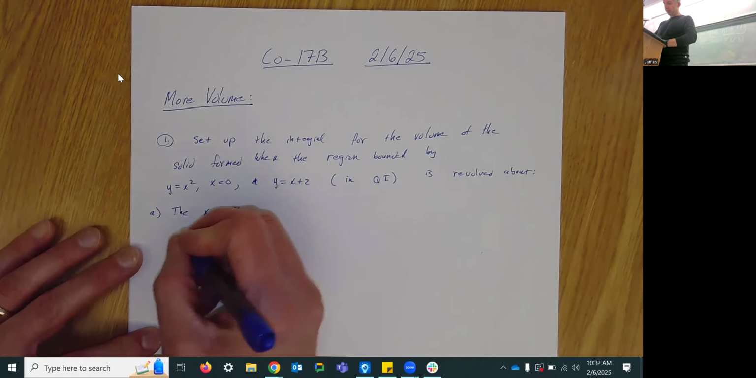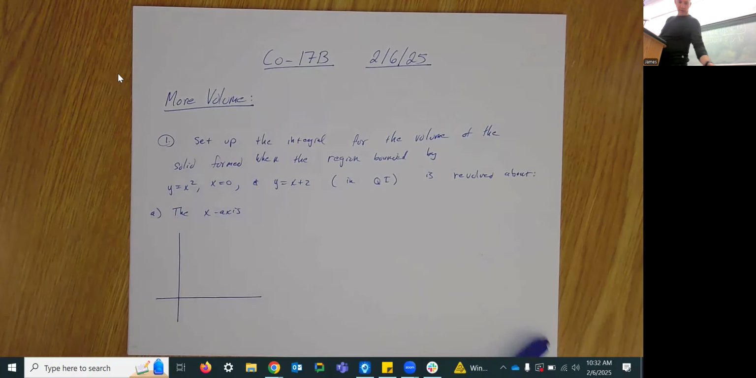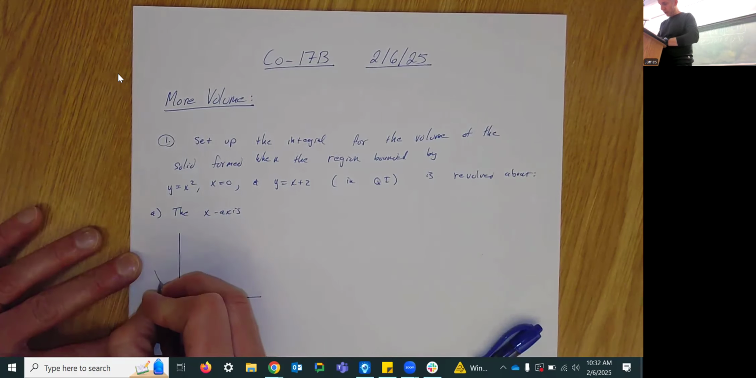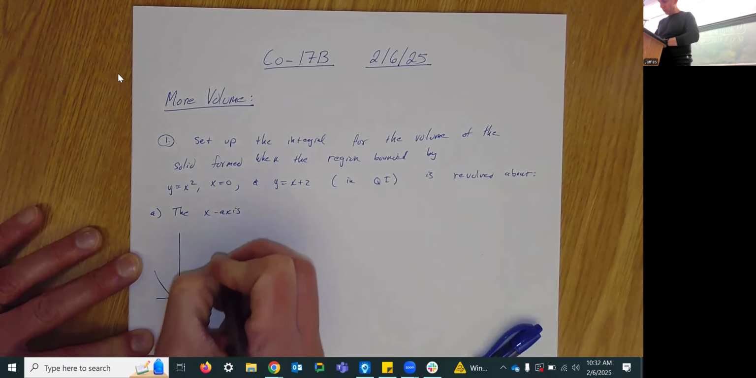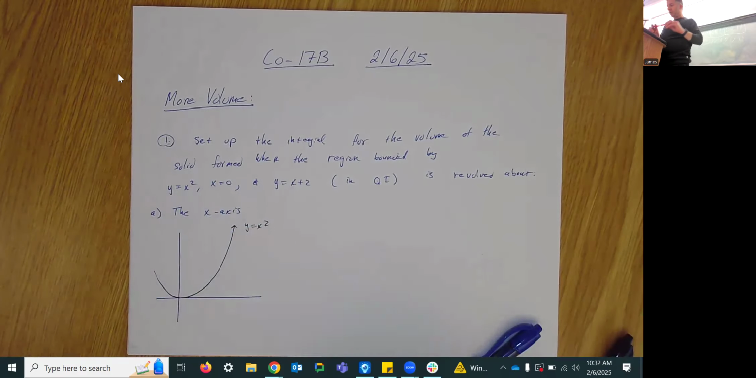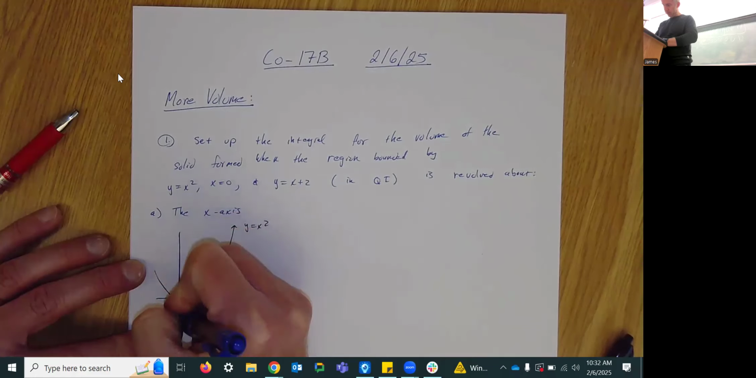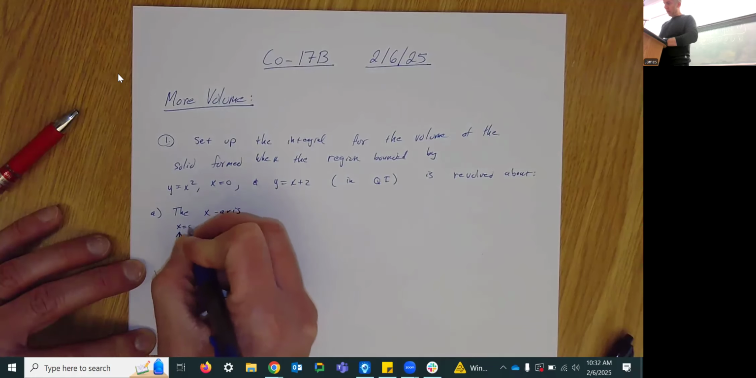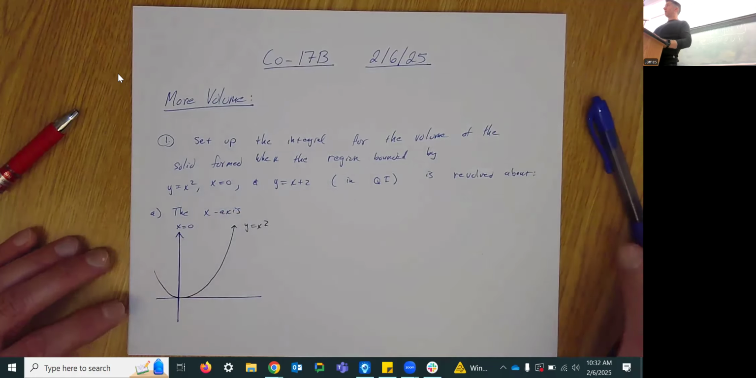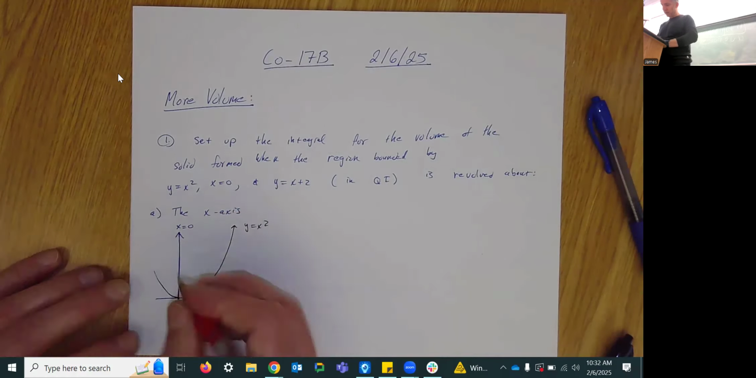So let's see here. So y equals x squared. Let's use some different colors here. Here's y equals x squared. And x equals 0 is our good old y-axis. And then y equals x plus 2 is a straight line. It's got a slope of 1, a y-intercept of 2. So it's going to be something like this.